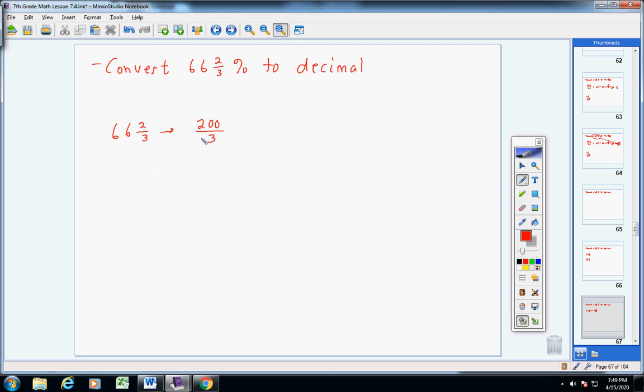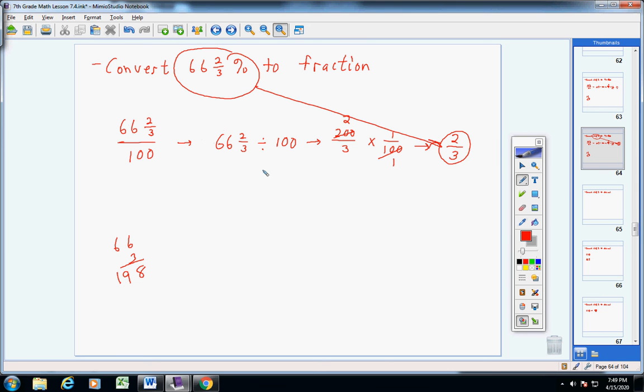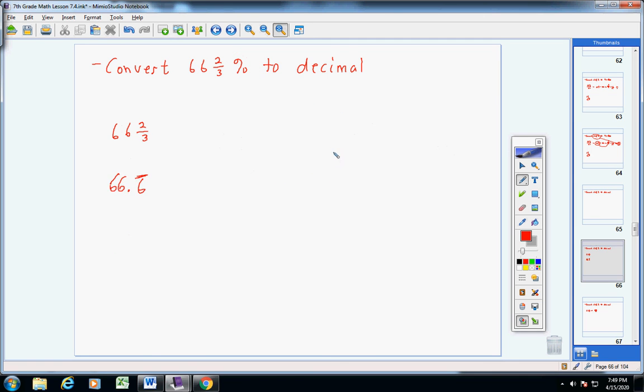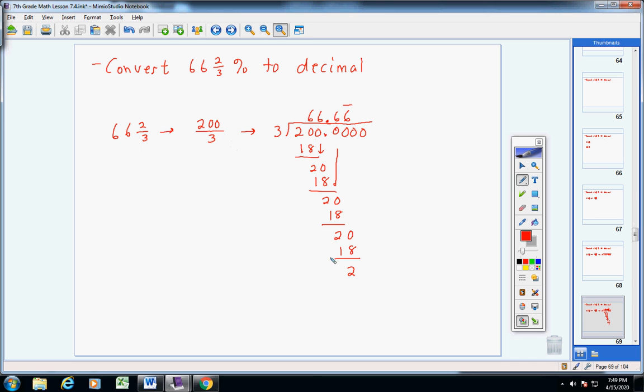First of all, we make it an improper fraction. Remember, we did that back here already, remember? This became what? 200 over 3. So we've already done that, okay? So I changed it to an improper fraction. Then I divide it out. There we go. So there's all the work for you. Pause the video, look it over if you have any questions. But you see you're going to get 66.66666 repeating on and on, okay?